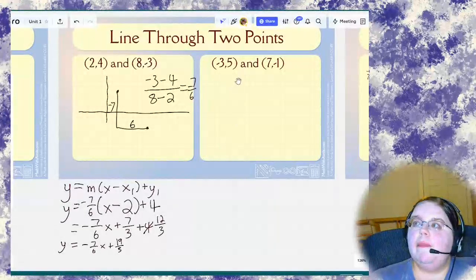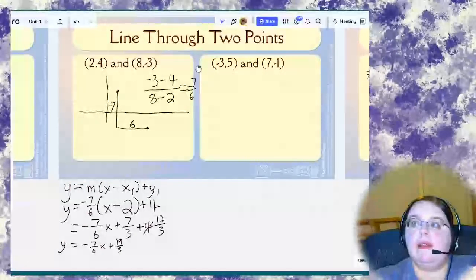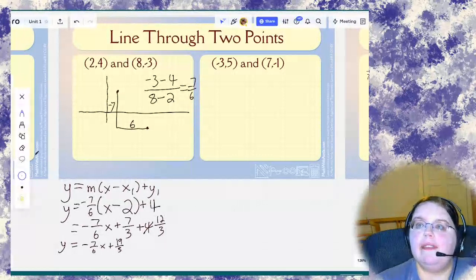So take a moment and try out this problem here. I'm going to go on, but you can hit the pause button for a moment.